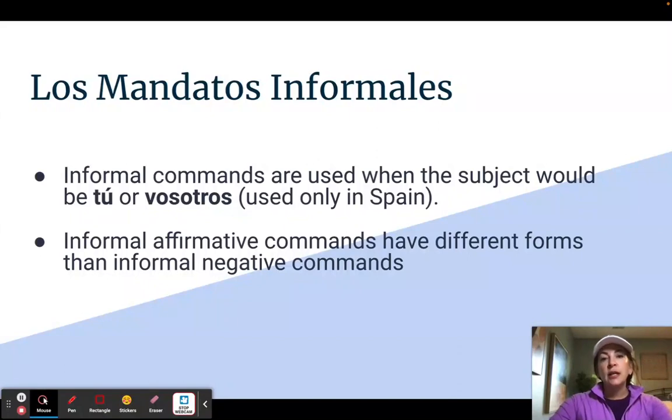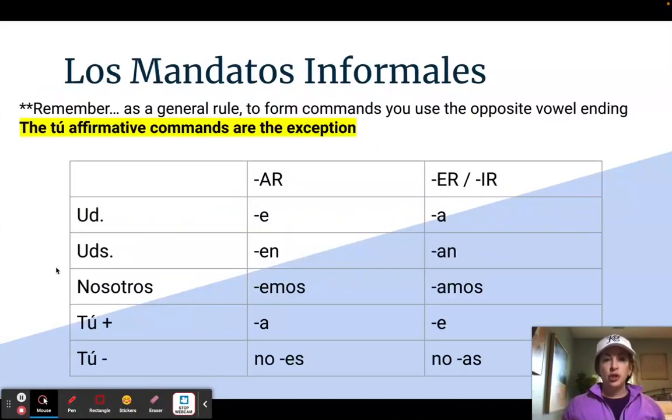So if you just think about the basic general overarching rule, and we talked about this, is that in general, okay, commands are going to have the opposite vowel ending from what their infinitive is, okay? That's the general rule.